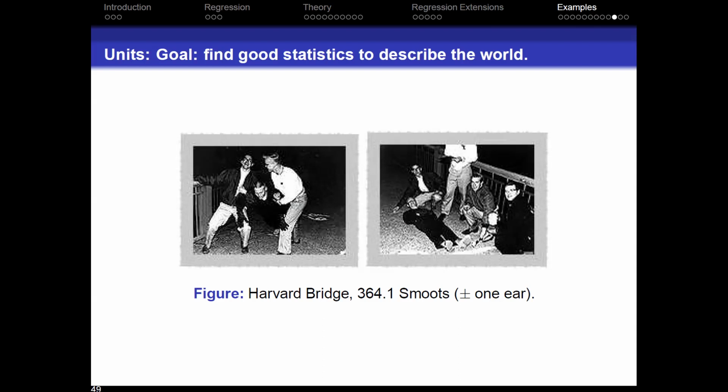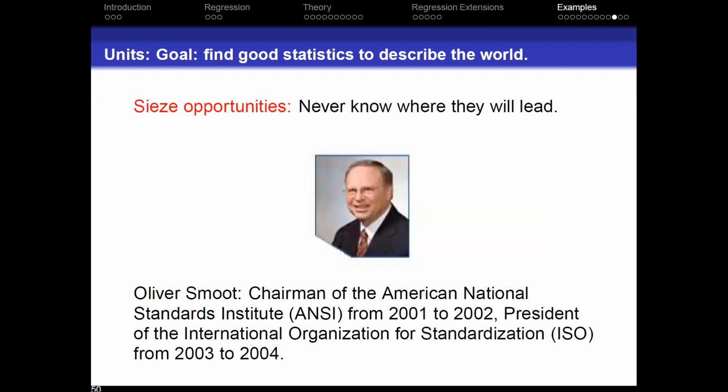Anybody know whatever happened to Smoot? You can't make this stuff up. Seize opportunities in life. You never know where they will lead. Oliver Smoot, chairman of the American National Standards Institute from 2001 to 2002, president of the International Organization for Standardization, 2003 to 2004. I'm just trying to imagine the application. I don't want to brag. I am a unit of measurement.